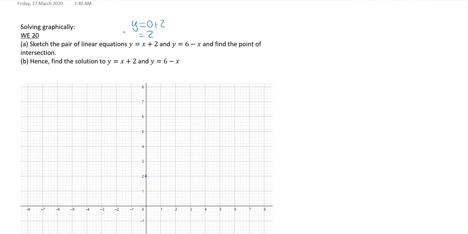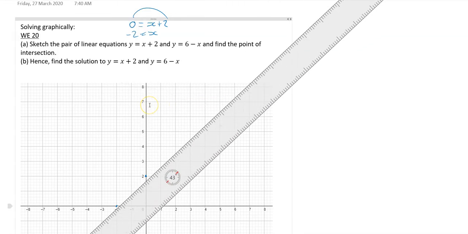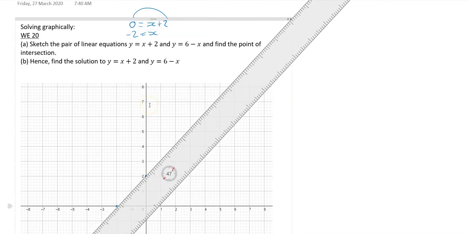My x-intercept is slightly different. Remember, the x-intercept always occurs when y equals 0. So if 0 equals x plus 2, then what does x equal? I have to move the 2 over, and it becomes negative 2 equals x. So the x-intercept is going to be down there. Now, fortunately, it's a linear equation, so as soon as I have 2 points, I can line those up and draw the line between them. So I'm going to do that now.